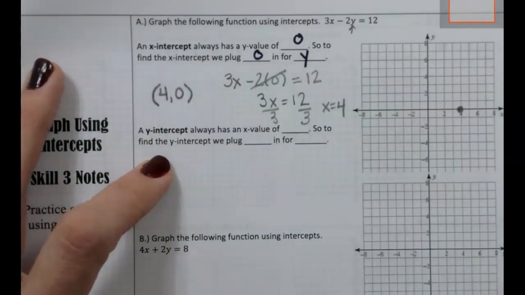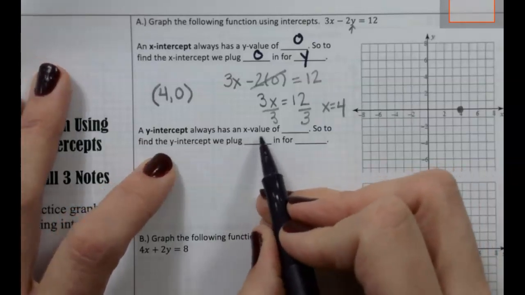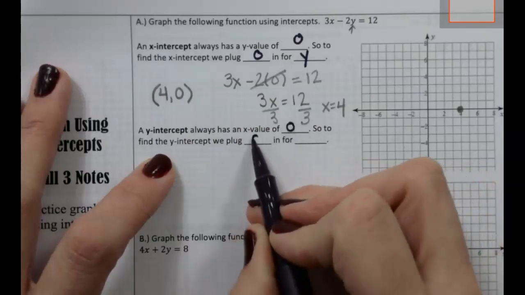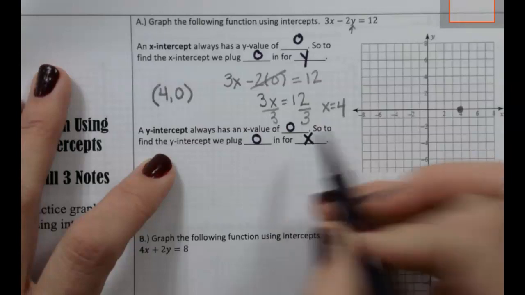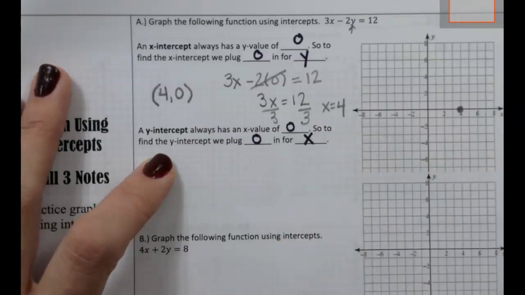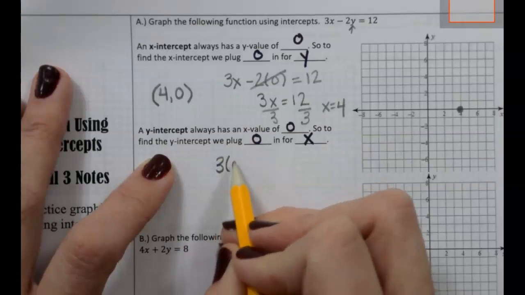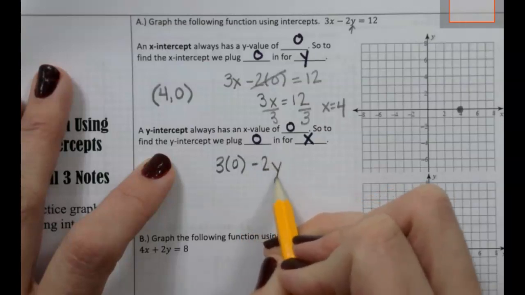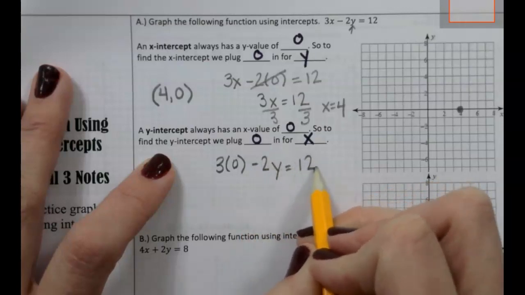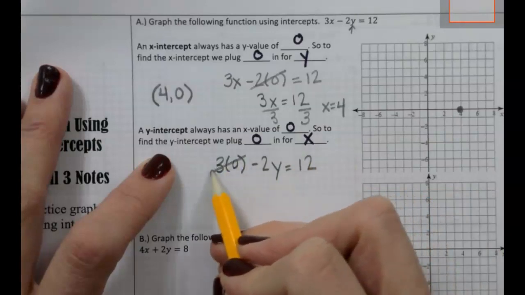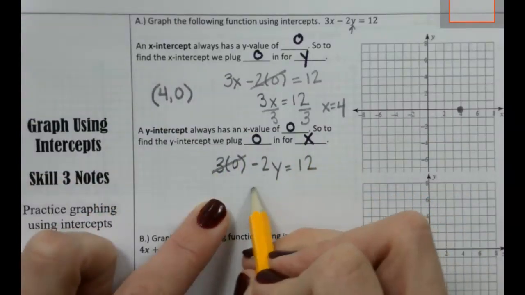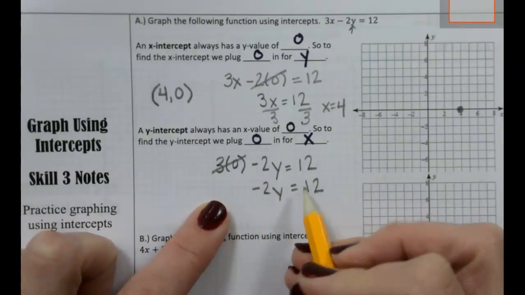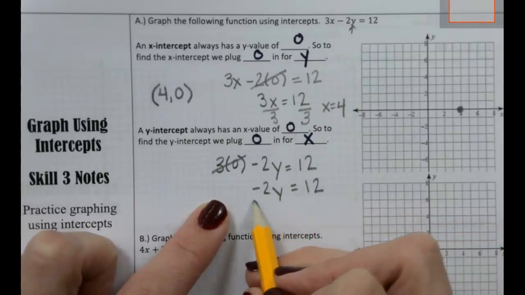Well, it's going to be the opposite of that. We are going to put in a 0 for the x value this time. So we're going to plug 0 in for x. So that's going to look like 3 times 0, what's going to happen there? Minus 2y equals 12. That's going to cancel out. We just talked about that. And we have -2y equals 12. Divide by -2. Don't forget the negative.